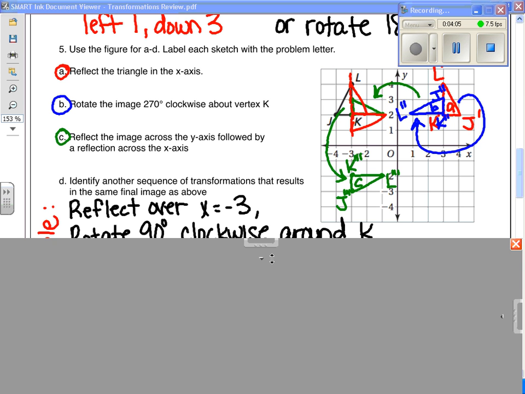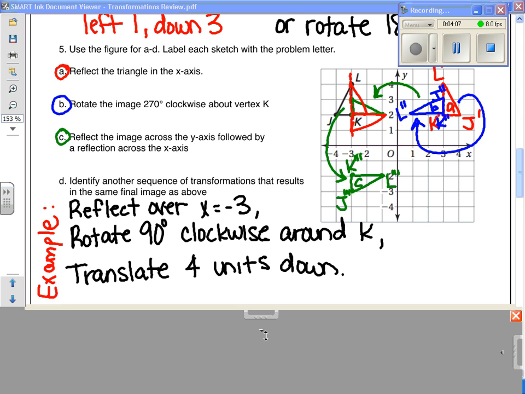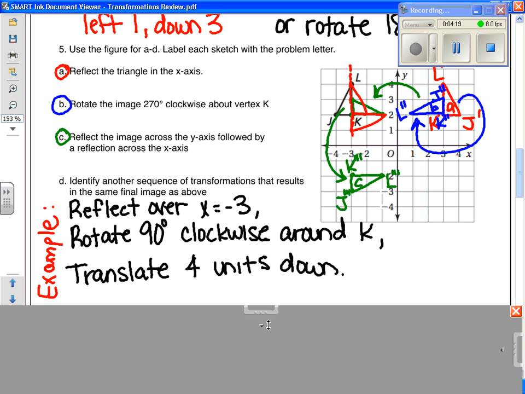And then on part D, you're going to come up with another possible way of how you could get from one to the other. So one option, and again, yours doesn't have to match mine, you could reflect it over the line x equals -3. So that's this dotted line right here connecting L and K. You can reflect it over that line, then rotate it 90 degrees clockwise around K. So that would get you to that second one in red. And then you could translate it 4 units down, and that would be another option.